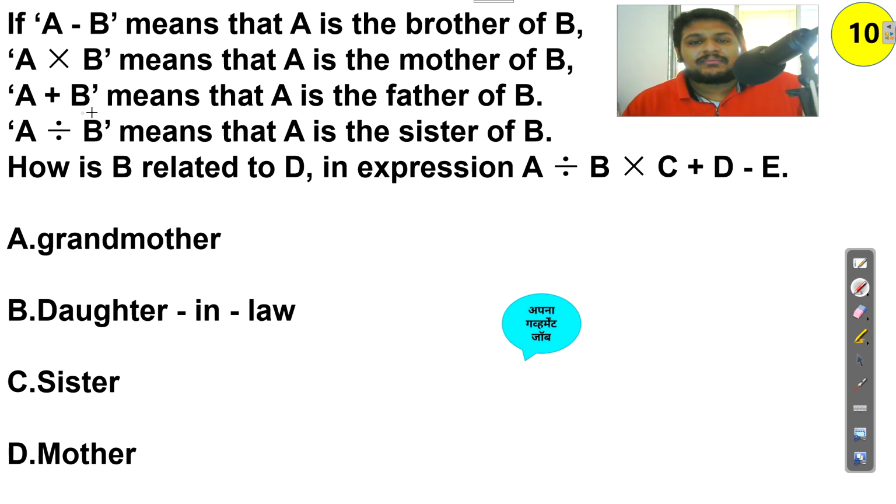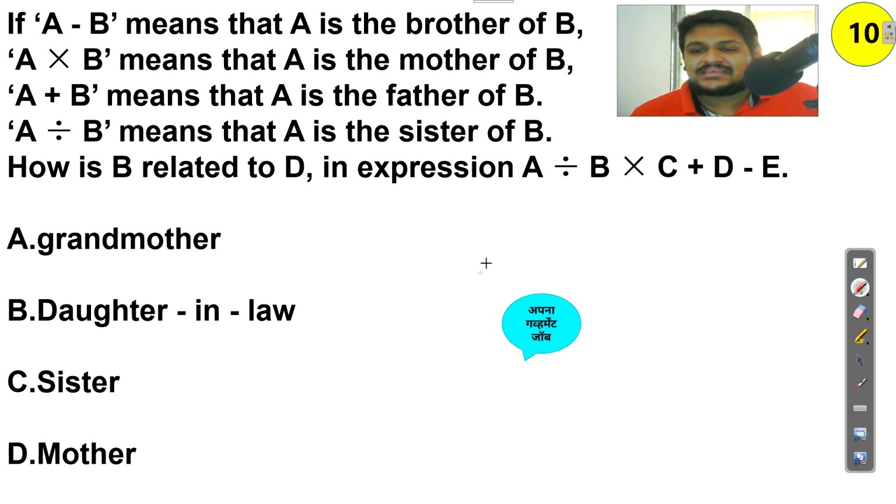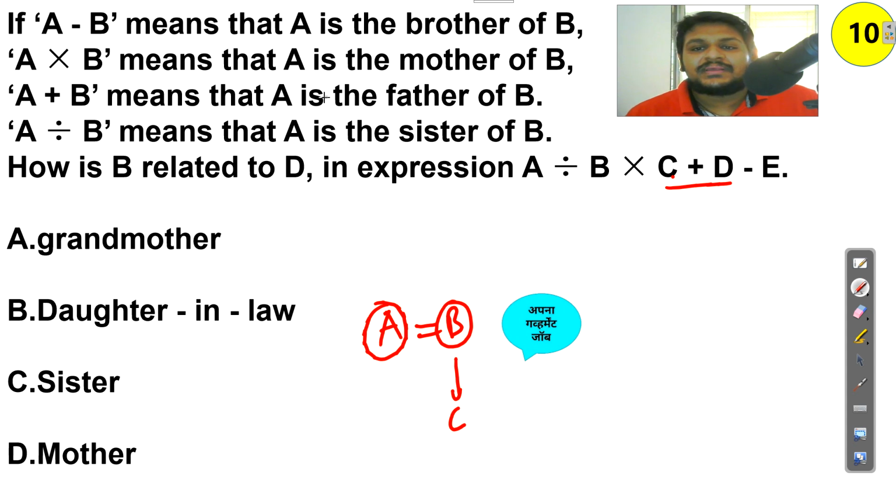A divided by B means A is the sister of B. B into C means B is the mother of C. Then C plus D means C is the father of D. And D minus E means D is the brother of E.